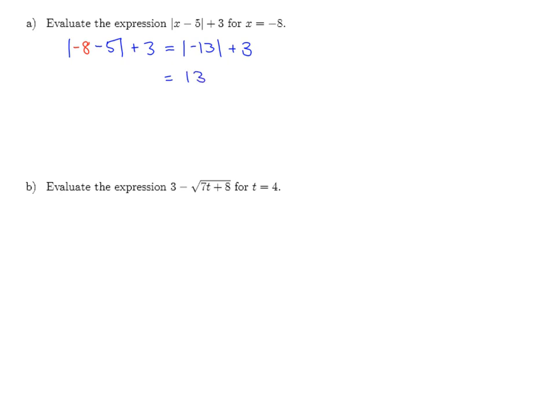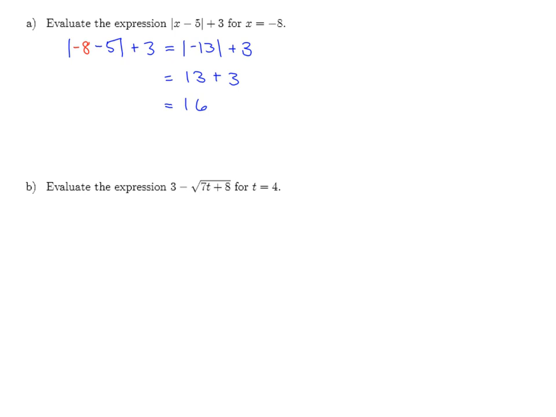And so this expression will simplify to positive 13 plus 3. And then when that's computed, we'll get the number 16. So the expression, which has the absolute value of the quantity x minus 5 plus 3, when evaluated at negative 8, computes to 16.